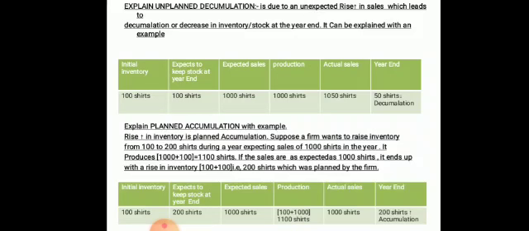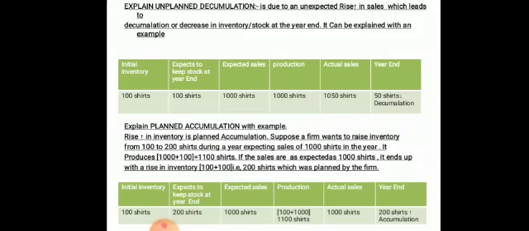Then let us do what is planned accumulation with an example. They may ask you to explain unplanned accumulation and decumulation, or they may ask you to explain planned accumulation and decumulation, or any one of them. So this is a 4 marks and 6 marks question, and you need to prepare. It is a sure question. Explain planned accumulation with example.